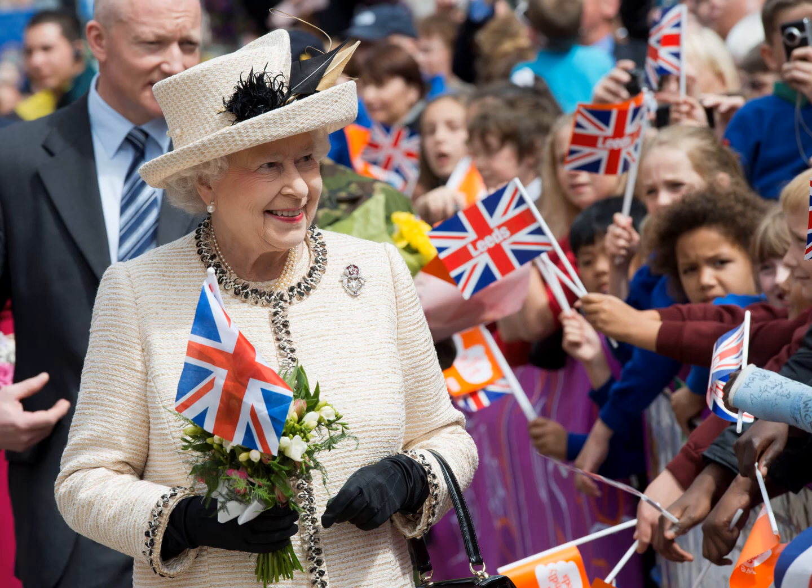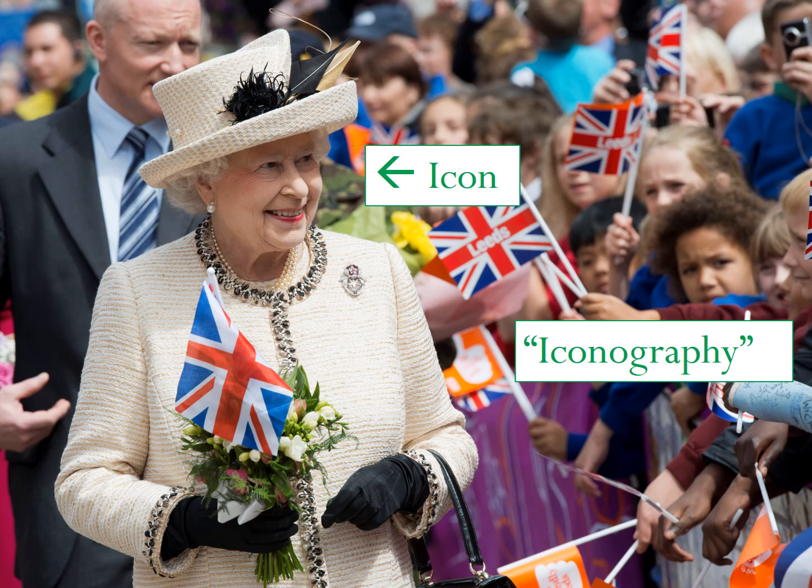Royalty is typically a strong unifying symbol in many countries, such as Sweden, Japan, Thailand, and the United Kingdom. And royals are an example of iconography, which is a person or item that is symbolically important, or an icon. And iconography, like royals, can be especially important in countries that have diverse populations, as the United Kingdom does.